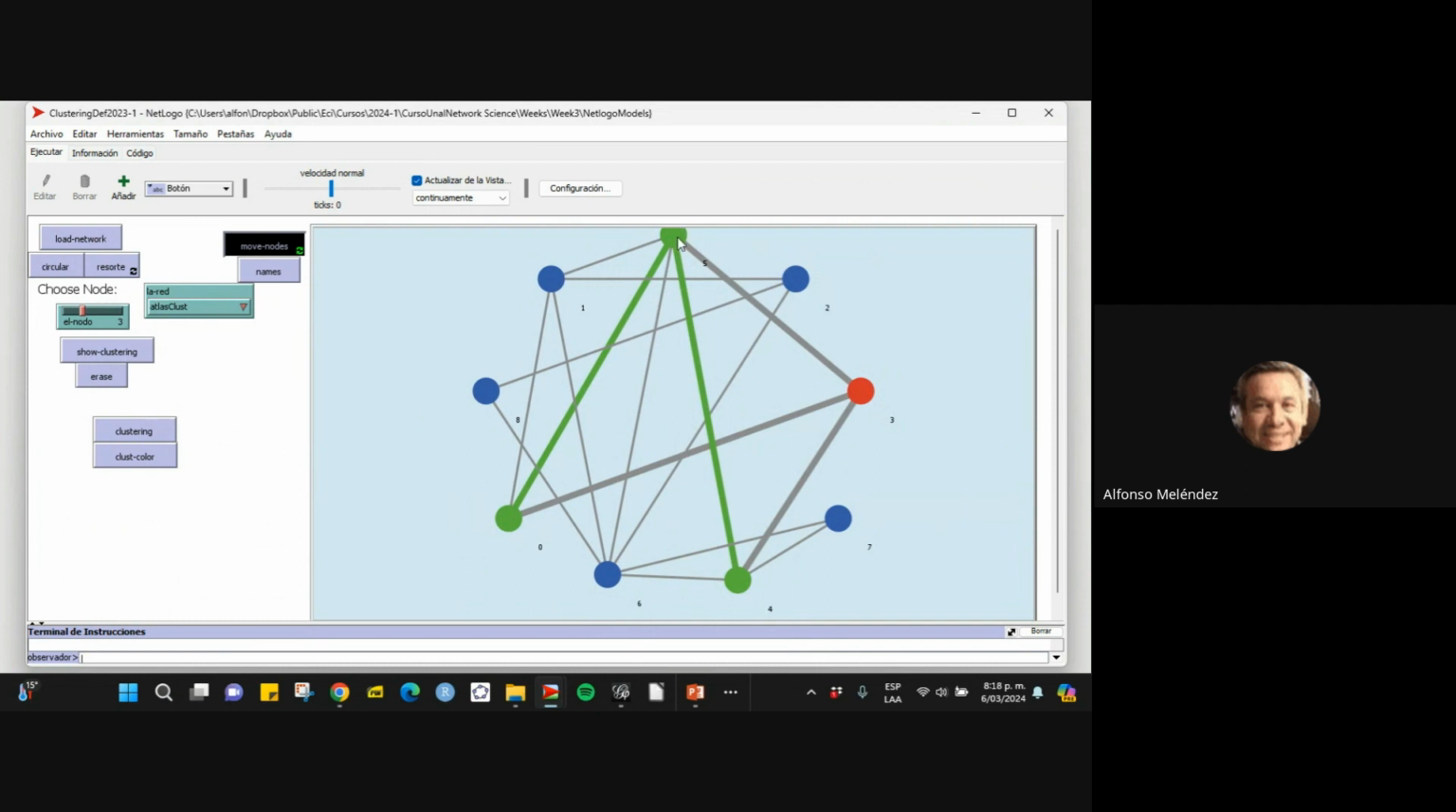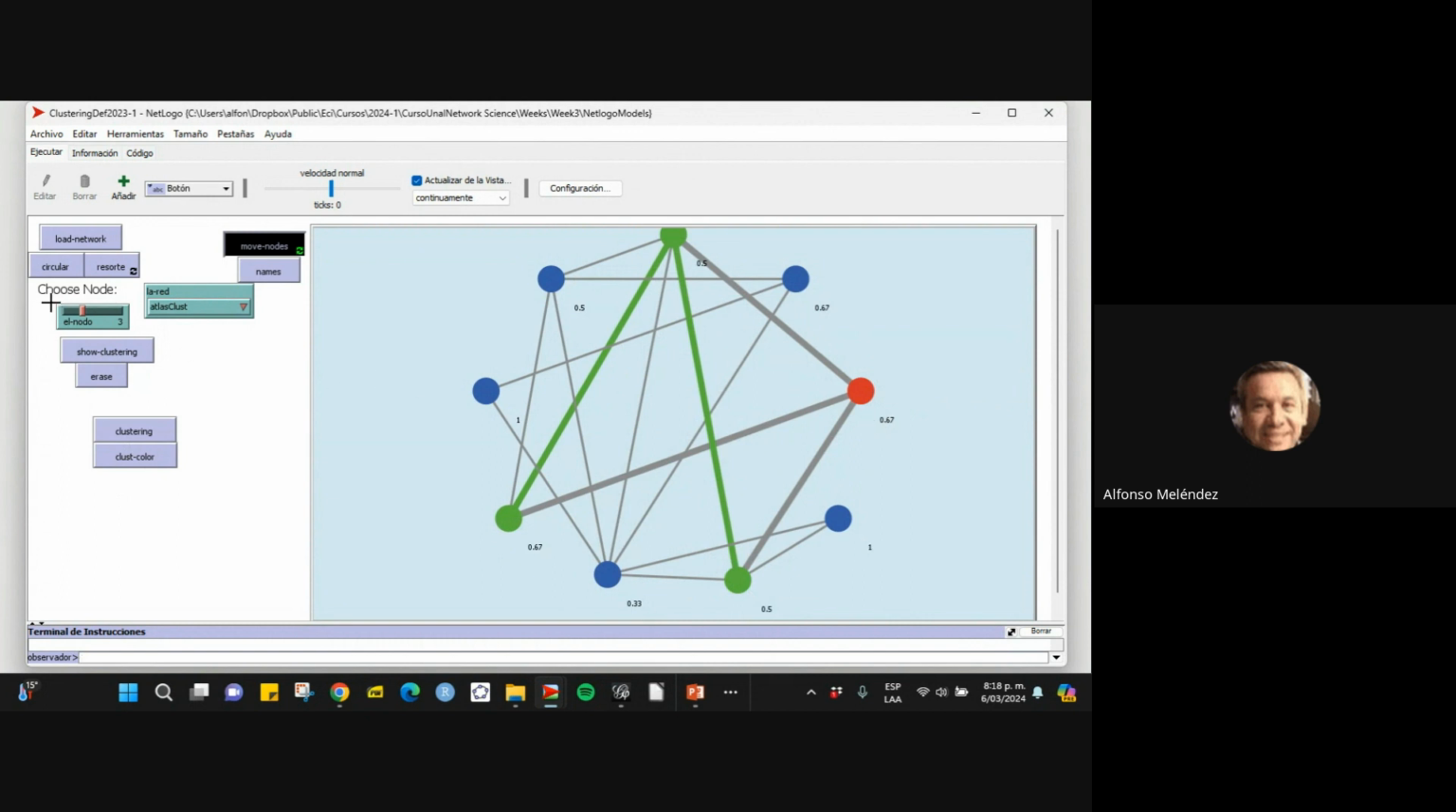How many are the maximum connections of these 3 nodes? 3, okay? This, and this. 3 possible connections between the 3 neighbors. Of these 3, this network has only 2. So what is the clustering coefficient? 2 divided by 3. Okay, 0.67.